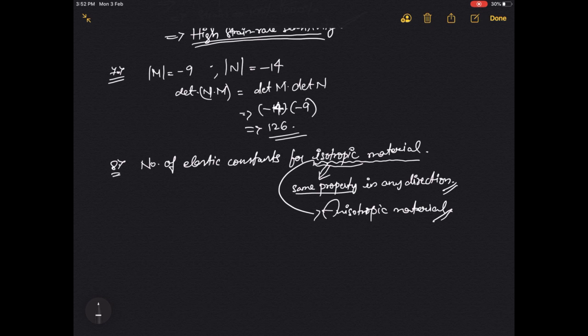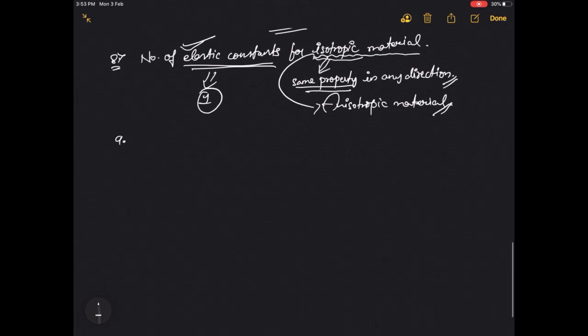So usually if you consider, what we have is only one elastic modulus. So you can take the elastic constant to be equal to 1. But let's see what they take, because usually for an isotropic material they consider elastic modulus as well as Poisson's ratio to be the elastic constants. So it may be 1 or 2.